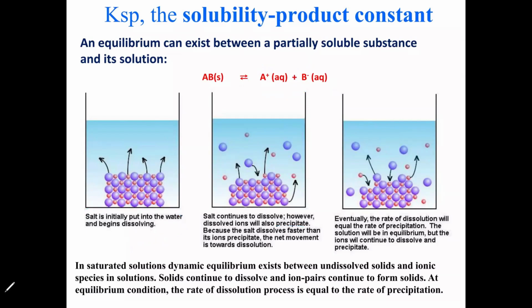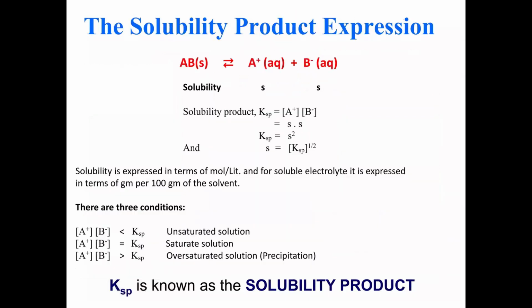So the next thing now is to check on the solubility product expression. Look at this. Here we have the partially soluble substances. It ionizes to generate A as a cation and B as an anion. So A ions and B ions are generated.